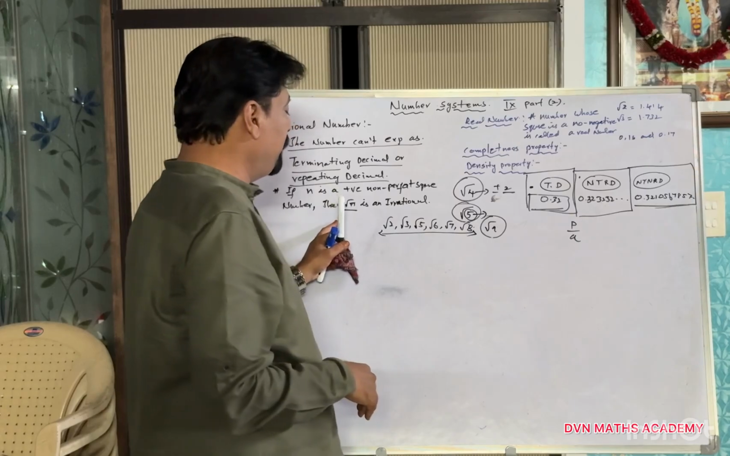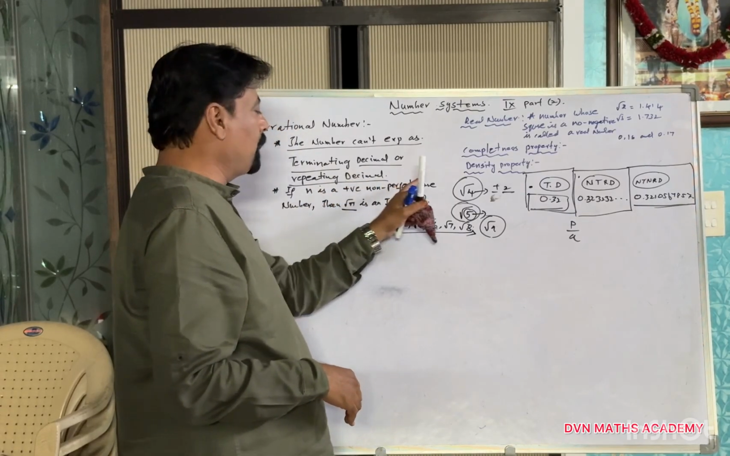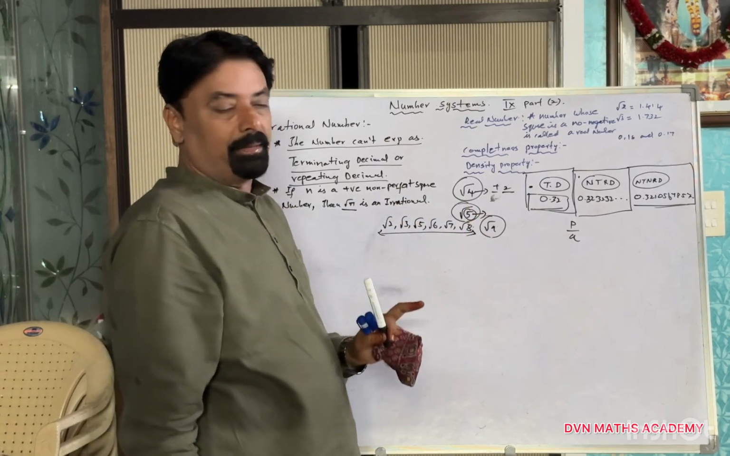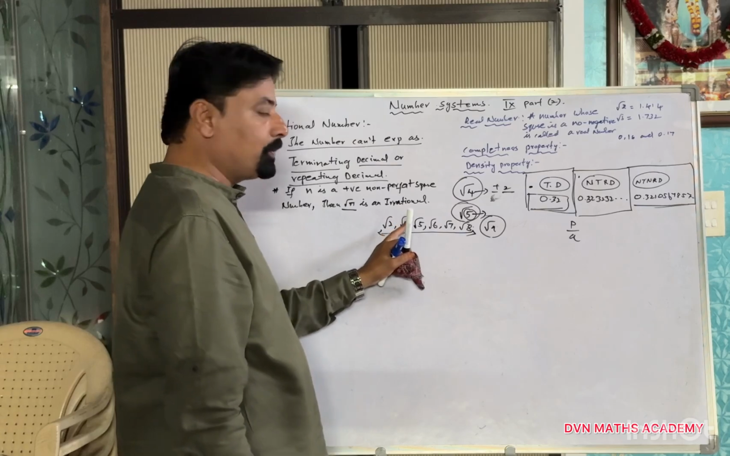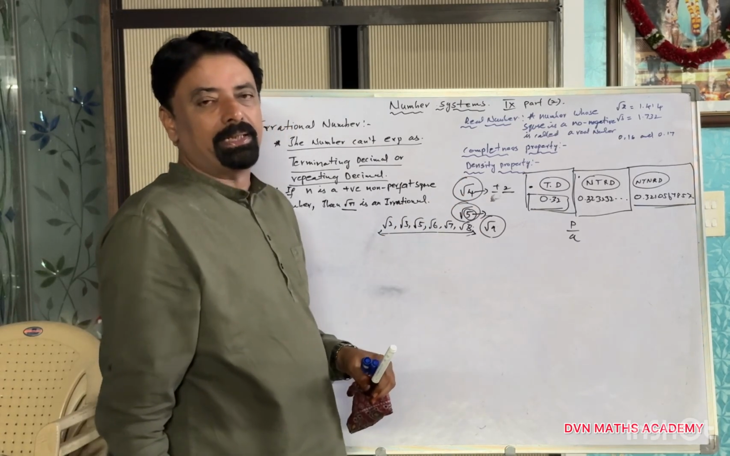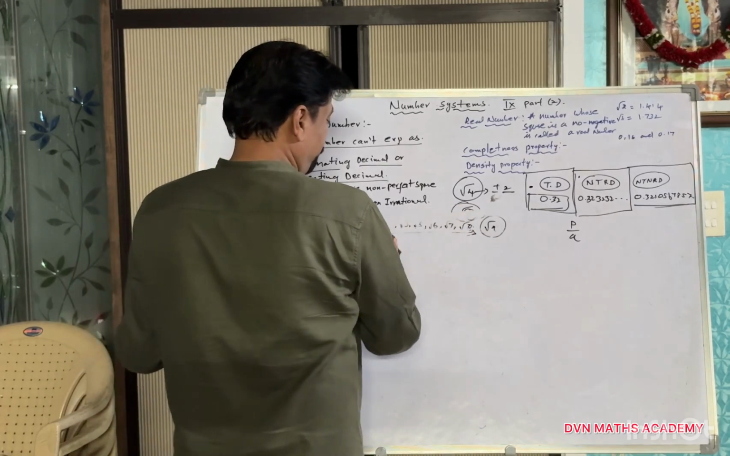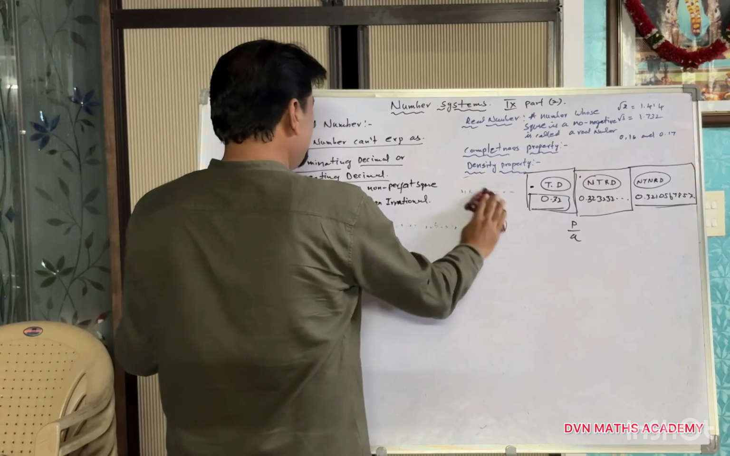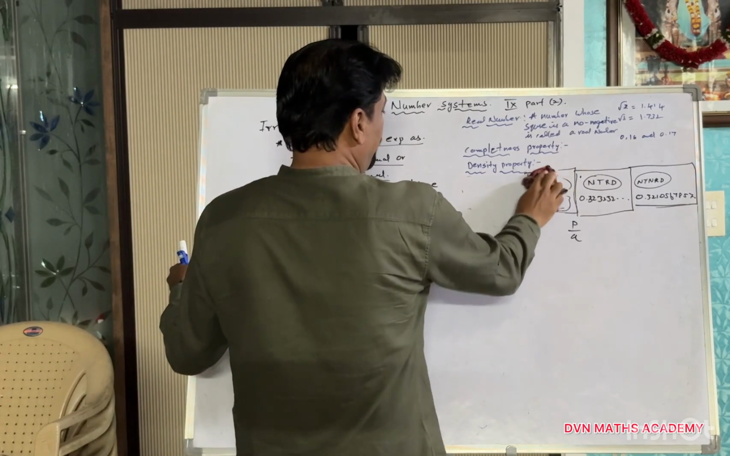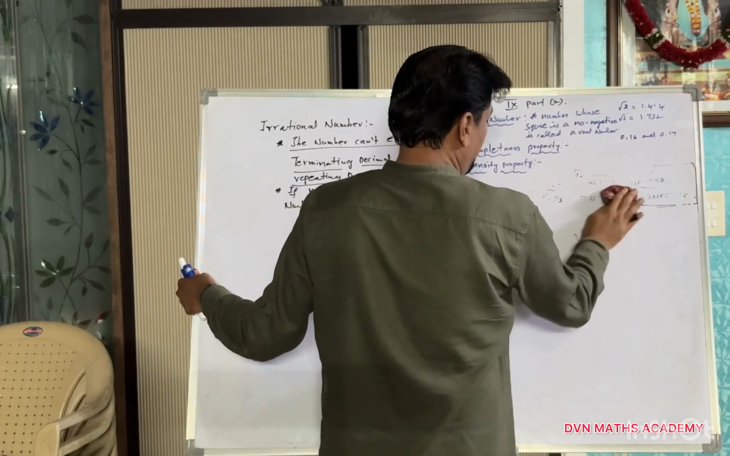And for a number n, where n is a positive non-perfect square number, root n is called an irrational number. Here I gave some examples: root 2, root 3, root 5, root 6, root 7, root 8. These numbers we call irrational numbers. In your standard, there are some properties and concepts that we need to discuss today, so I am going to explain those concepts here.